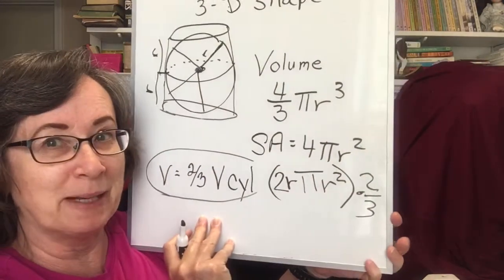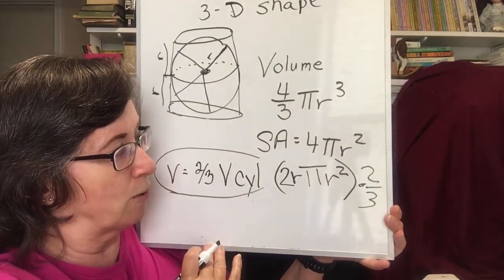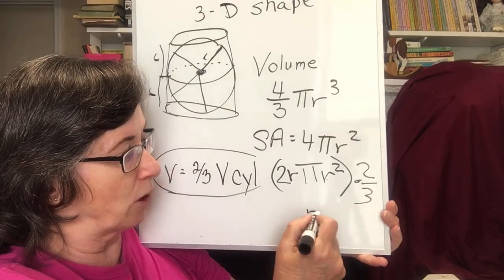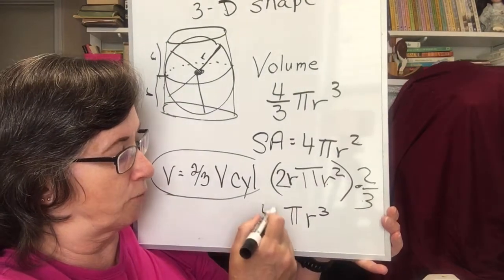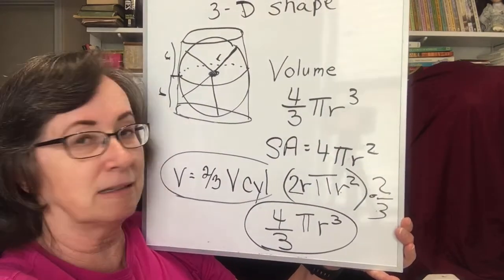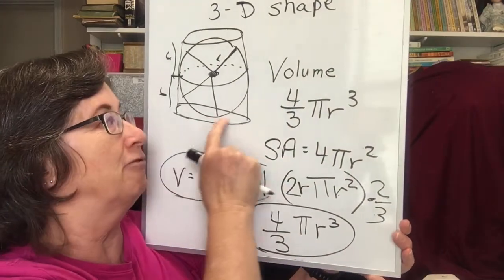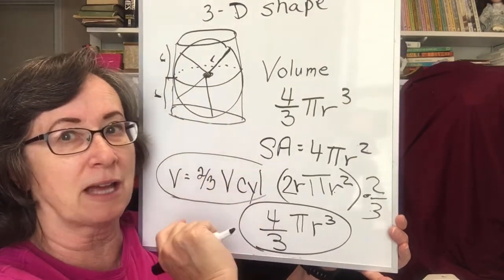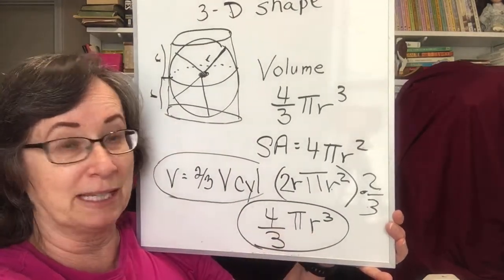Now let's see what happens when we simplify all of this. Okay, so let's think about it. We have an r and an r squared. R times r squared is r cubed. So we have an r cubed. We have the pi. And we have 2 times 2/3 is 4/3. So if you ever forget the volume of a sphere formula, you can say, well, I know how to find the volume of a cylinder, and I know that that basketball is 2/3 of the cylinder volume that would exactly enclose it, and that's how you can get the formula.